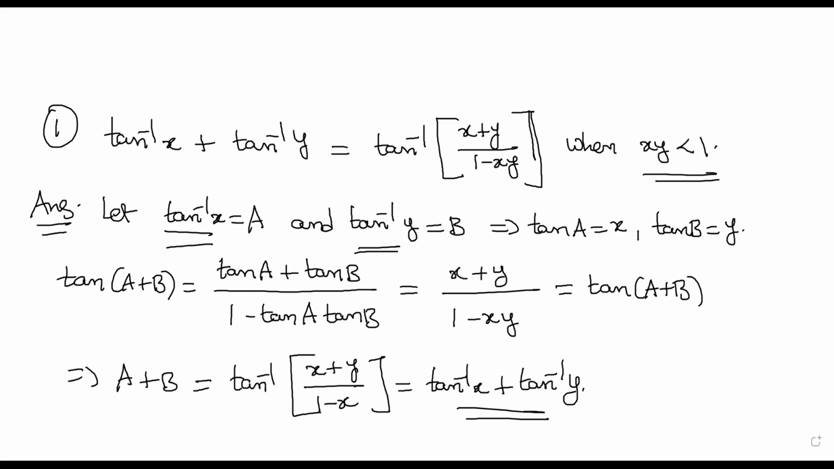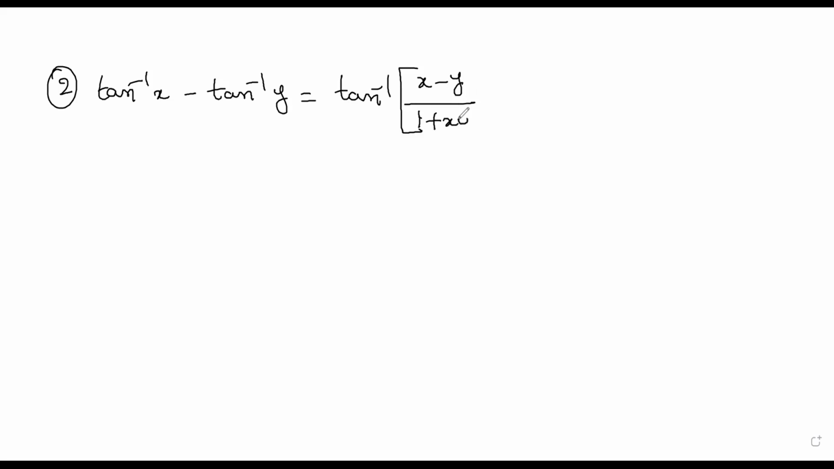Now let's solve the second part of the question. You had to prove tan inverse x minus tan inverse y is equal to tan inverse of (x minus y) divided by (1 plus xy). For this one the condition is that xy should be greater than minus 1. Under that condition, we have to do this.